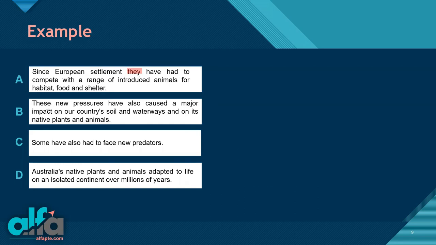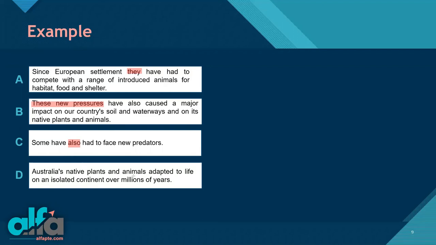These new pressures, again not independent. So it's talking about some pressure that they've already mentioned, have caused a major impact on our country's soil and waterways and on its native plants and animals. Some have also had to face new predators. Also means also will always come in the second part. I am going to India. I am also going to Thailand. So also will come in the second part.